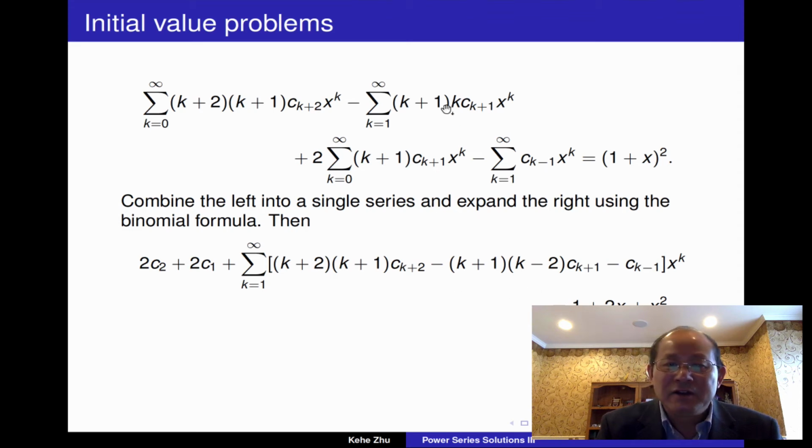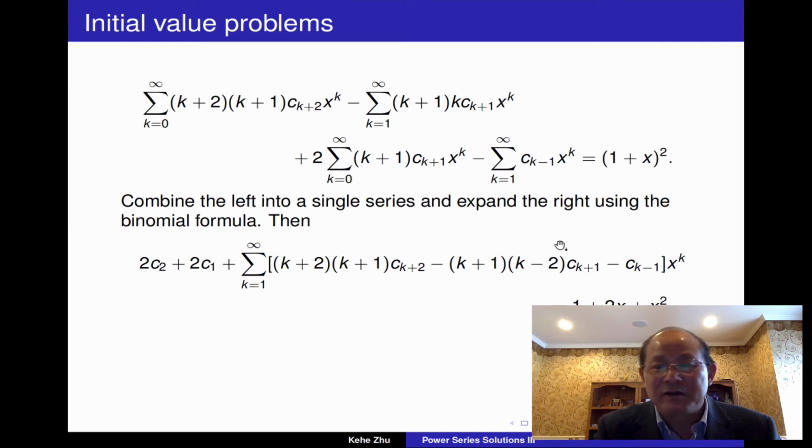I want to mention, you notice that the second series and third series look very much alike. You have a common k plus 1. You have a ck plus 1, ck plus 1, and you have an x to the k. So I can actually combine those 2 things.